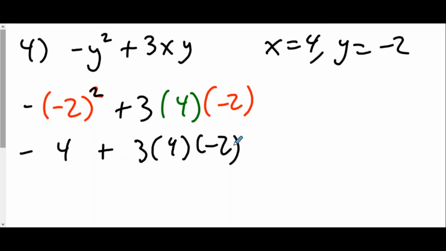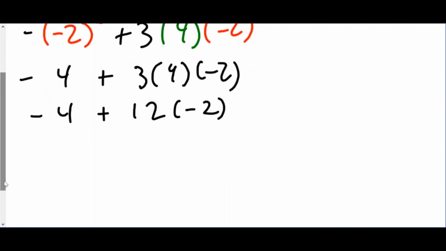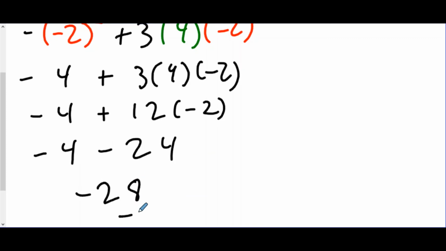And then I do my multiplication from left to right. So 3 times 4 is 12. And then a 12 times a negative 2 is negative 24. So that's going to make this negative 4 minus 24. And negative 4 minus 24 is a negative 28.